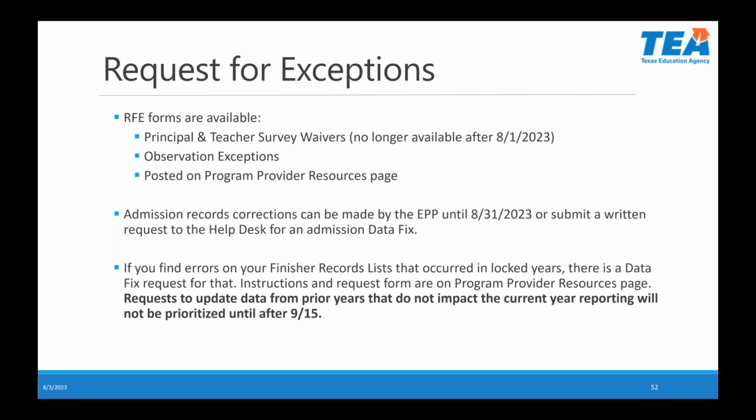If you encounter issues where individuals do not have an admission record and are missing from your Finish Your Records list, you can submit a data fix request to TEA via the help desk. There's a process for handling such situations, and the help desk can assist you with this request.